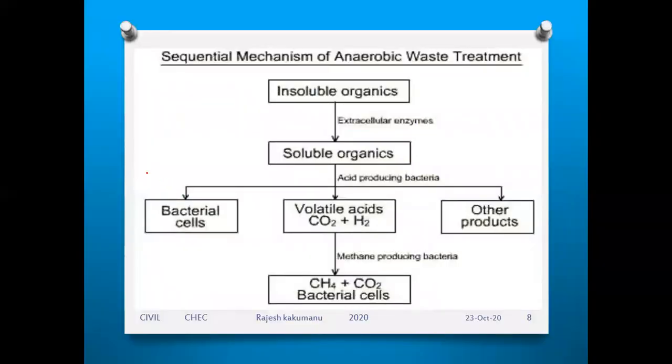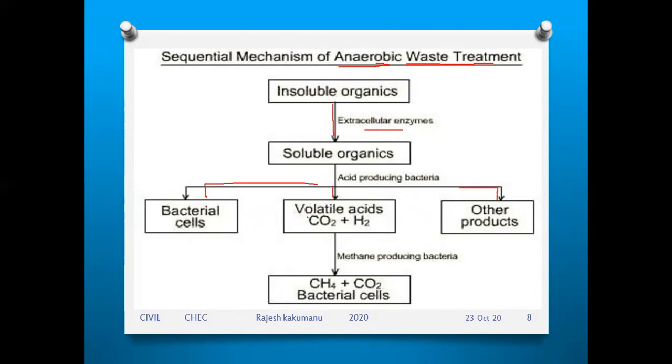Next, see how the sequential mechanism of an anaerobic waste treatment process goes. Here, the insoluble organics are converted into soluble organics by extracellular enzymes. Later, these soluble organics are acted on by bacteria, thereby producing three types of products: bacterial cells, volatile acids, and other products.